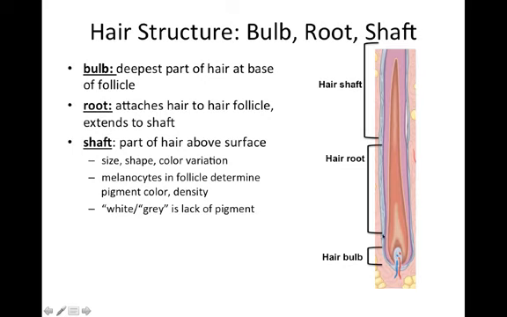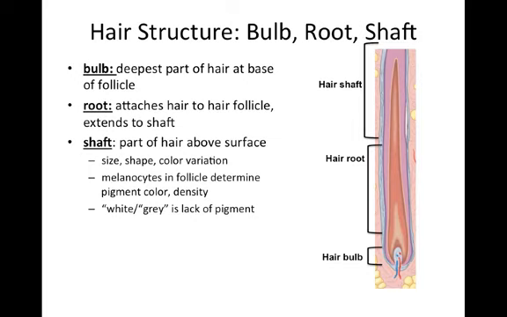The overall structure of the hair with reference to where it is sitting inside the skin. The deepest part, this enlarged region, is the base of the hair follicle. That is what contains the bulb of the hair. The root of the hair extends from the bulb all the way up towards the surface of the skin. The part of the hair that extends past the surface is the shaft. The shaft is where you will see the size, shape, and color variation of the hair, which is determined by the melanocytes in the follicle.